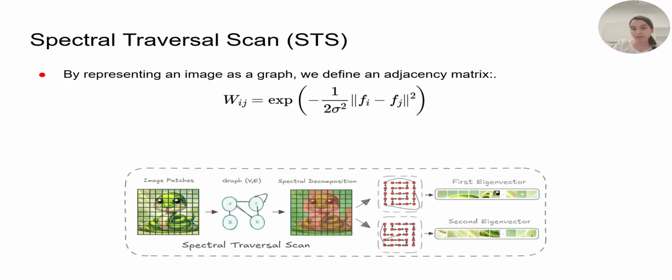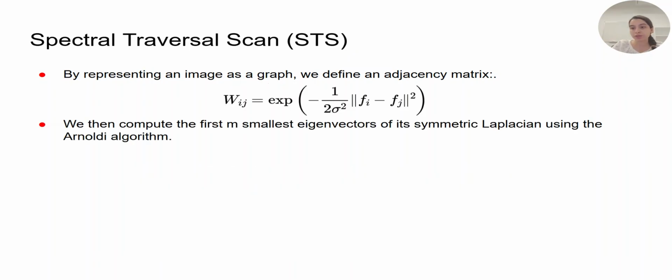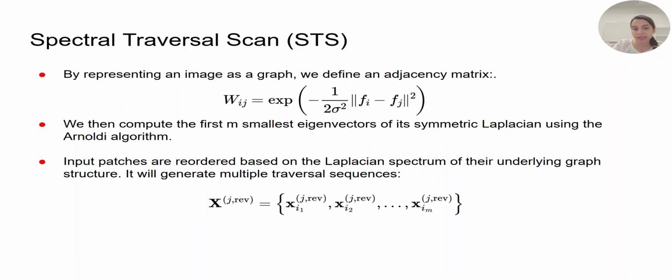The feature map at the end of this module will go through several spectral VMamba blocks, which consist of three steps. First, a spectral traversal scan. This module will represent an image as a graph and then create the adjacency matrix for it. After that, it computes the first m smallest eigenvectors of the symmetric Laplacian using the Arnoldi algorithm, and at the end it will traverse the patches using the sequence of eigenvectors, and it will generate multiple traversal sequences.